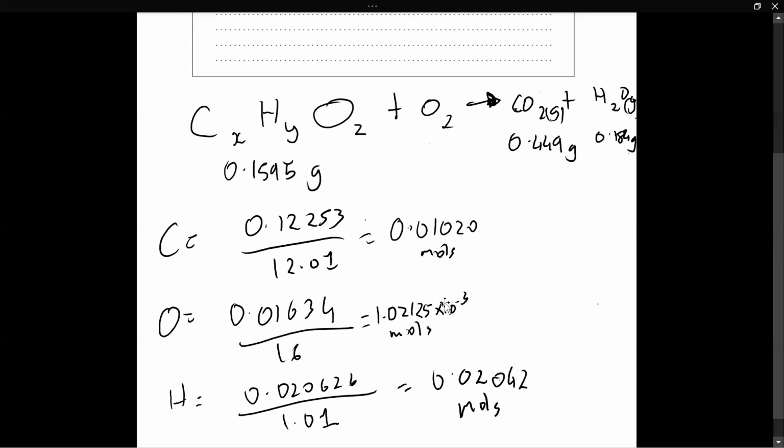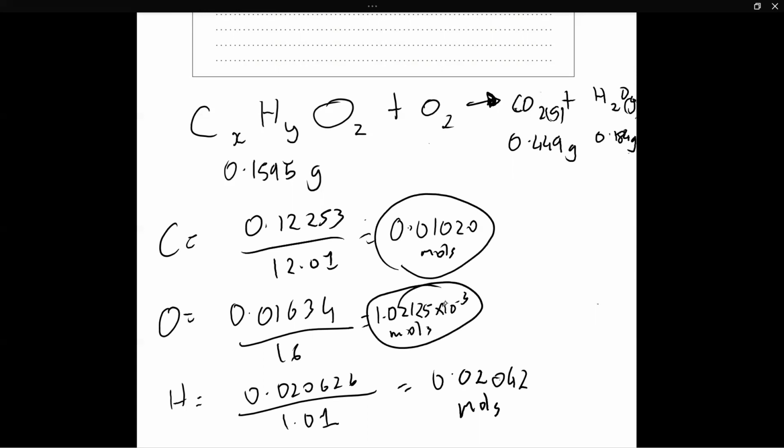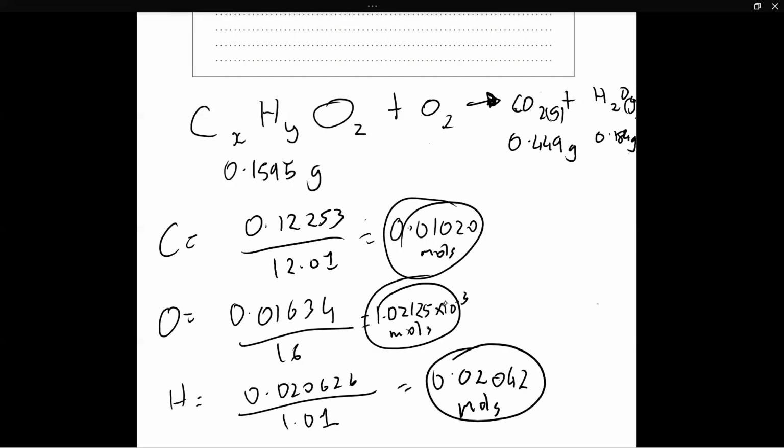Now, this is part of the last step. The last step that we have to do is we have to divide the number of moles of each of these substances by the number of moles of the smallest substance out of these three. And as you can probably tell, the substance which is in the smallest quantity in terms of moles in menthol, in 0.1595 grams of menthol, is oxygen. It has the smallest number of moles. So we have to divide all three of these, including oxygen, by the number of moles of oxygen.